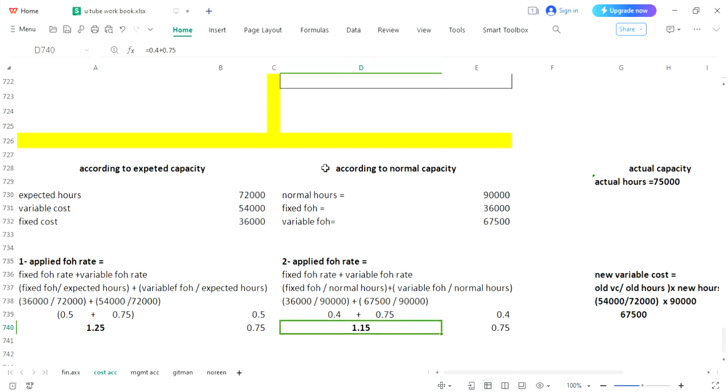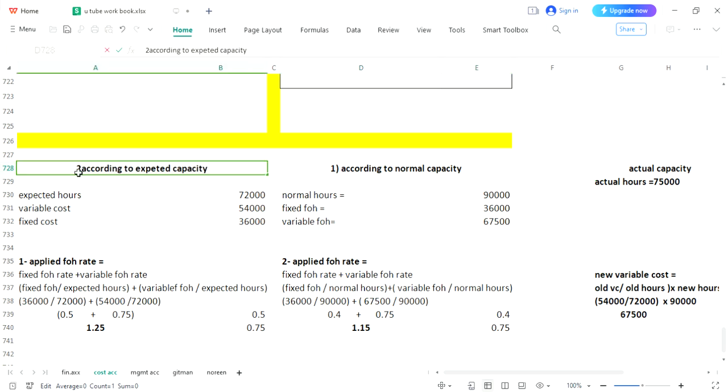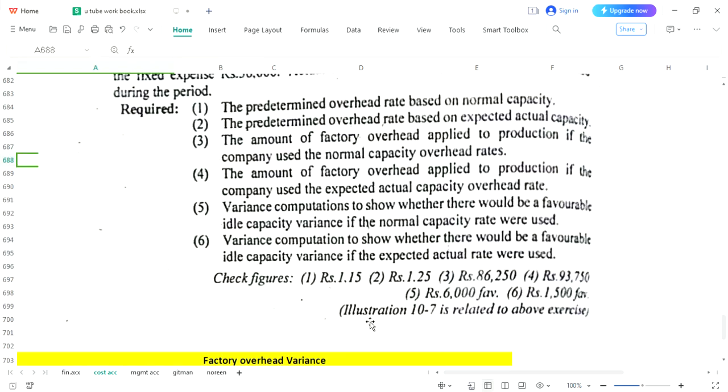This is our first part and this is our second part. Both rates have been calculated. We can now proceed to the next requirement. The amount of factory overhead applied to production if the company used, here you can see factory overhead applied is required to be calculated. Use the normal capacity.